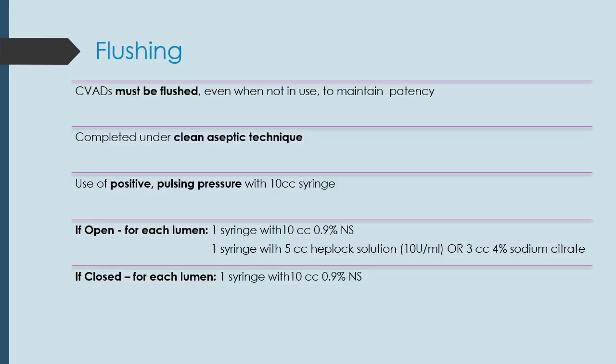If it's closed, for each lumen, you're just going to bring 1 syringe with 10 cc's of normal saline. The tubes must be flushed even when they're not in use. If it's a non-tunneled catheter, so that very first one, it's every 12 hours. Remember how those ones have the highest chance of clotting off and having infection. That's why you're flushing them more frequently. If it's tunneled, it's every 7 days. If it's a PICC, open PICC, every 24 hours. If it's an IVAD, as mentioned earlier, it's every 30 days. So these are just important things that you need to be aware of.